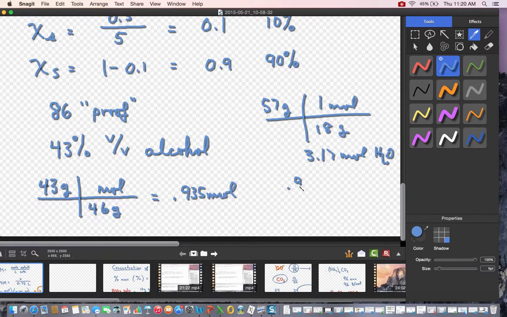So what's the mole percent of ethanol? It's 0.935 over 3.17 plus 0.935, 4.102. Do a simple math calculation. The mole percent of alcohol is 22.8%.